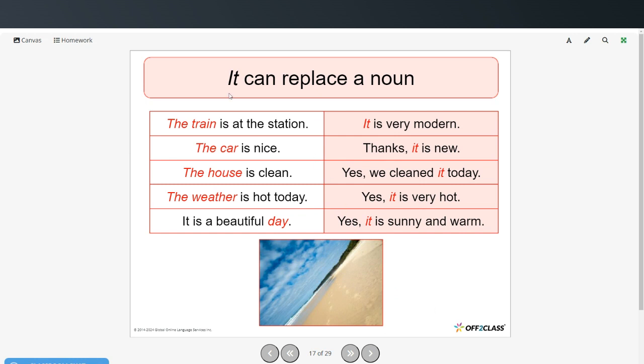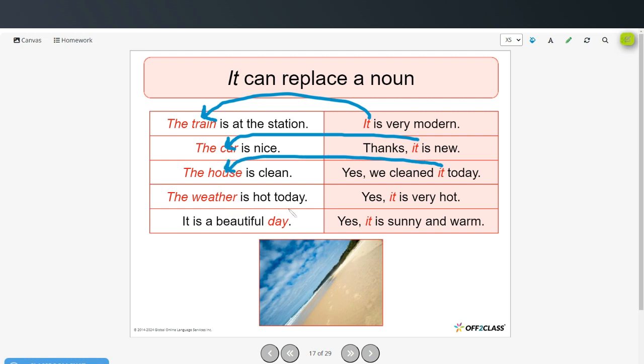Now the pronoun it can replace a noun. So the train is at the station. It is very modern. So here the it is replacing the noun train. The car is nice. Thanks. It is new. So again, it is replacing the car. The house is clean. Yes, we cleaned it today. Again, it is referring to the house.